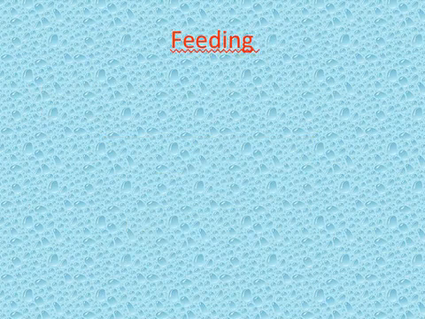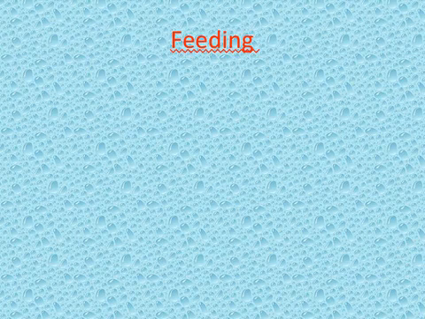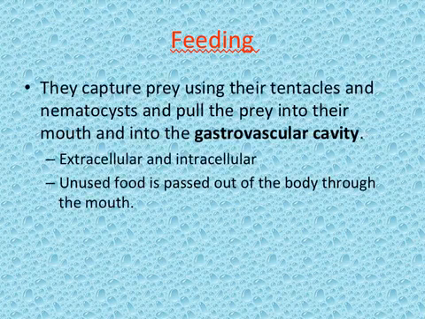So now we're on to the 7 survival characteristics. Cnidarians capture prey using their tentacles and nematocysts and pull the prey into their mouth and into the gastrovascular cavity. They have extracellular and intracellular digestion, so digestion happens outside of the cells and inside of the cells, and then unused food is passed out of the body through the mouth.